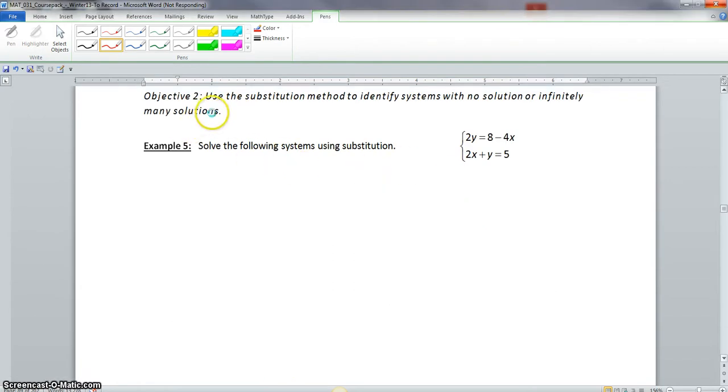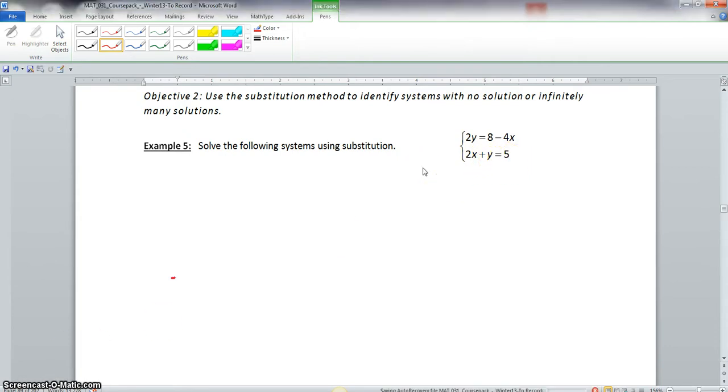Now our objective 2. We want to use the substitution method to identify systems with no solution or infinitely many solutions. Okay, example 5. Solve the following systems using substitution. If you notice in both of these equations here, we do not have a variable by itself. We have to determine which equation we want to get the variable by itself. I would think the first equation, or you know what, the second equation isn't bad either. I probably would go with the second equation, 2x plus y equals 5.